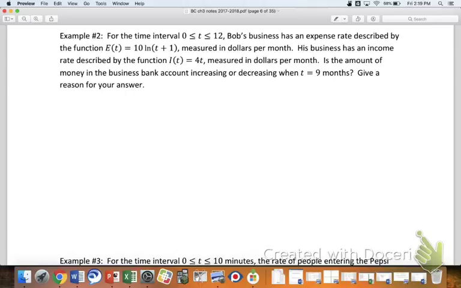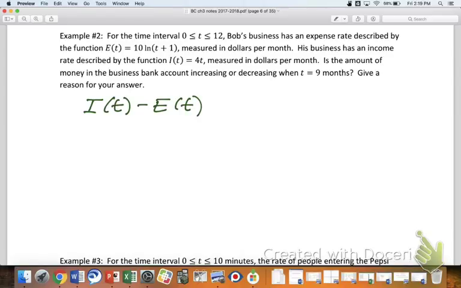Okay, let's talk about how this should work. This is a classic case of two rates that are working against each other. The expense rate is money going out of the business, they're having to spend it. But the income rate is money coming into the business. So you could call this a competing rates problem or a net rate question. The overall rate of change of money in the bank account would be I of t minus E of t.